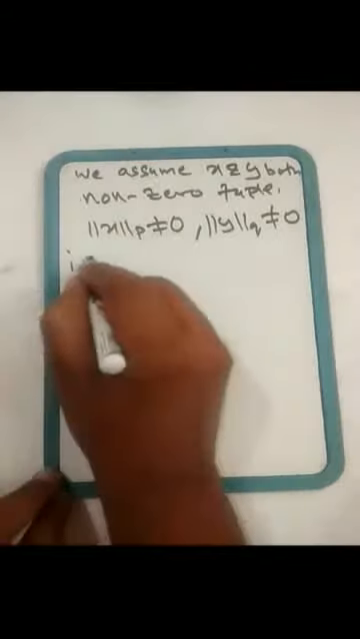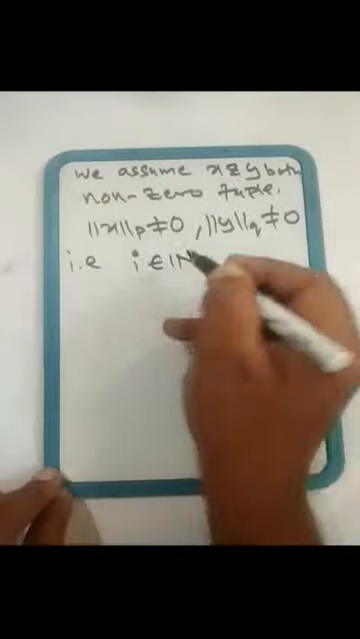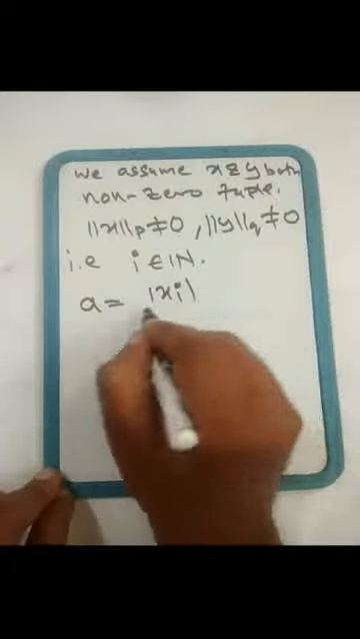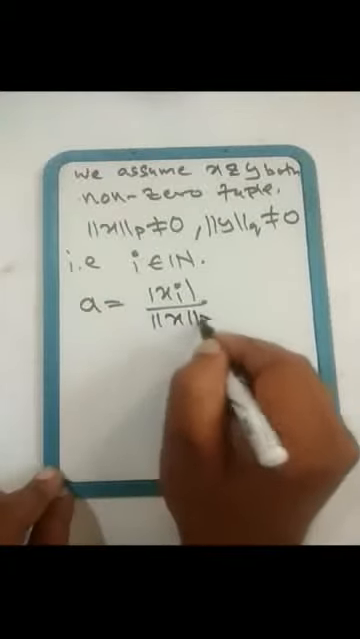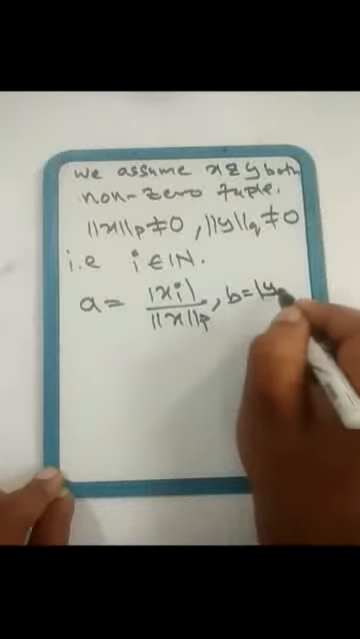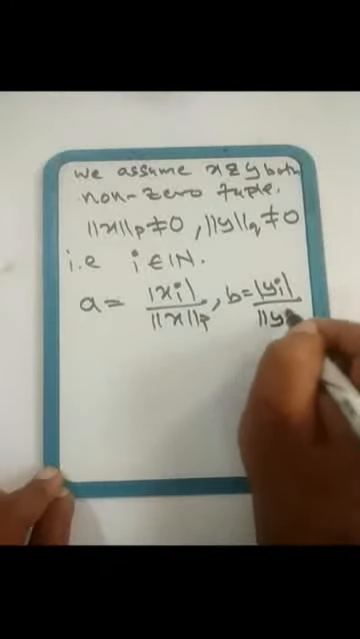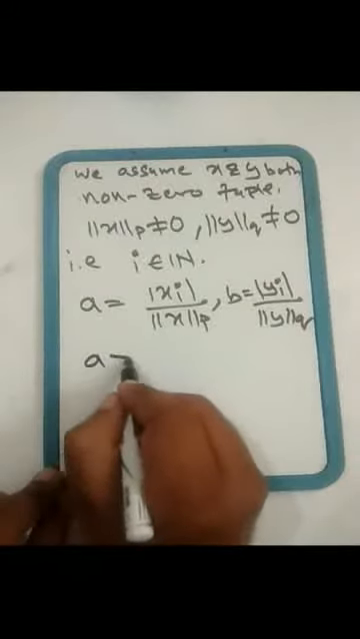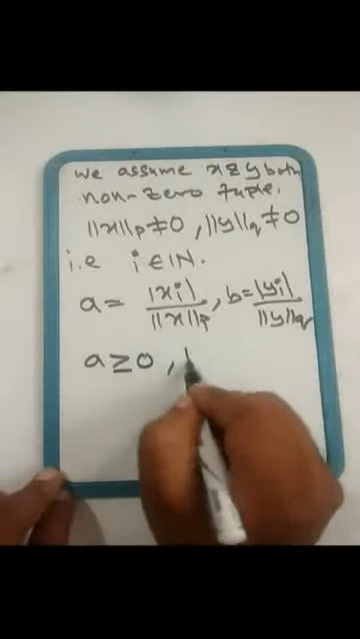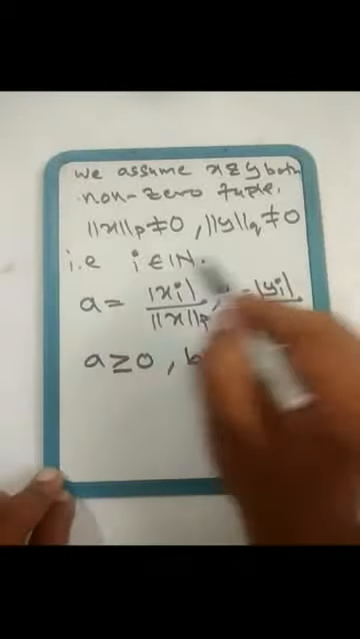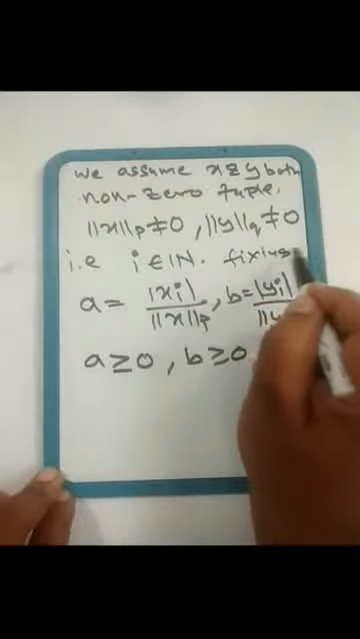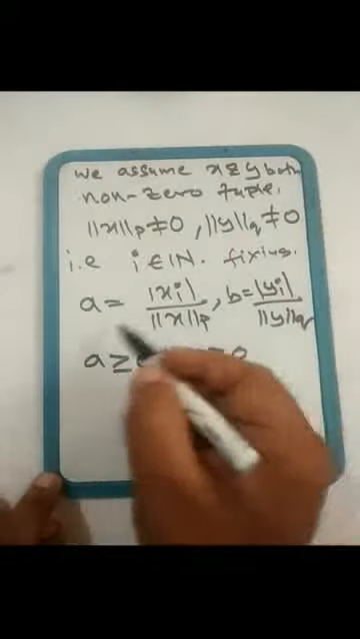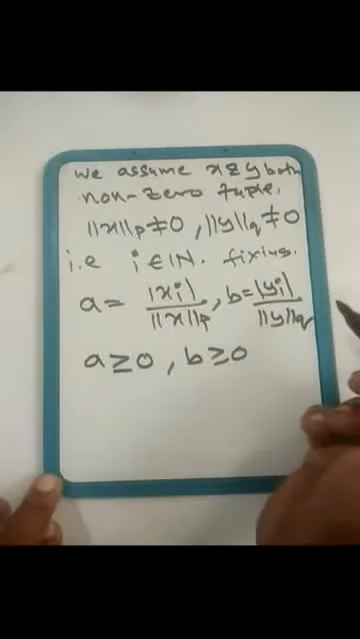So let i belong to the set of natural numbers. Consider calling this A as mod of xi to the p, and calling B as mod of yi to the q. So A is this, B is this thing. So clearly A is greater than or equal to 0. So you take any i, so it is fixed. So i could be 1, 2, 3 and so on. You can choose any one. But once you choose, you fix it, then you have A is greater than or equal to 0, B is greater than or equal to 0.